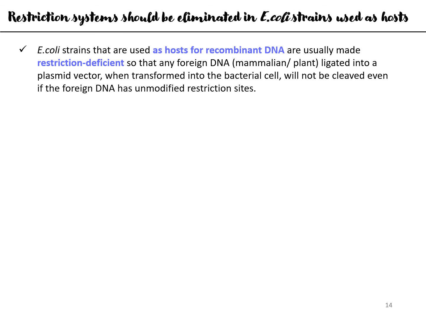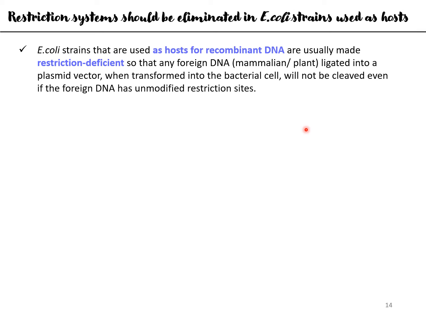So restriction systems should be eliminated in E. coli strains that are to be used as hosts. E. coli strains that are used as hosts for recombinant DNA are usually made restriction deficient so that any foreign DNA, whether it be mammalian or plant, ligated into a plasmid vector, when transformed into the bacterial cell, will not be cleaved even if the foreign DNA has unmodified restriction sites.